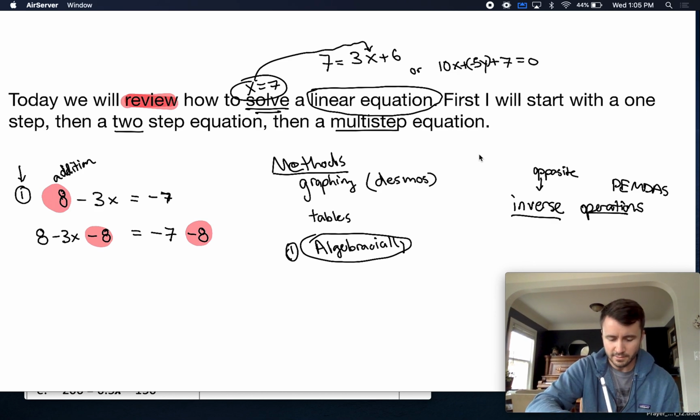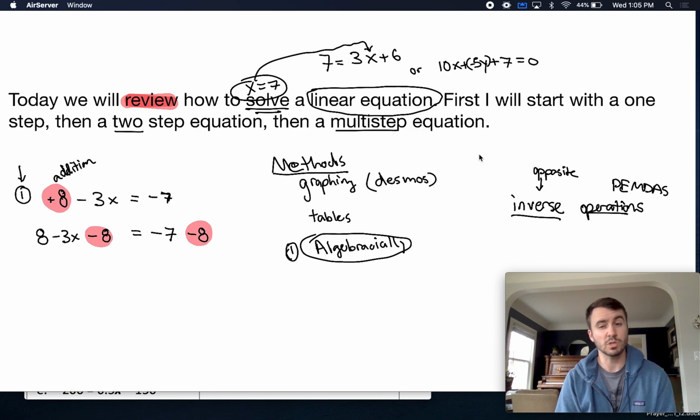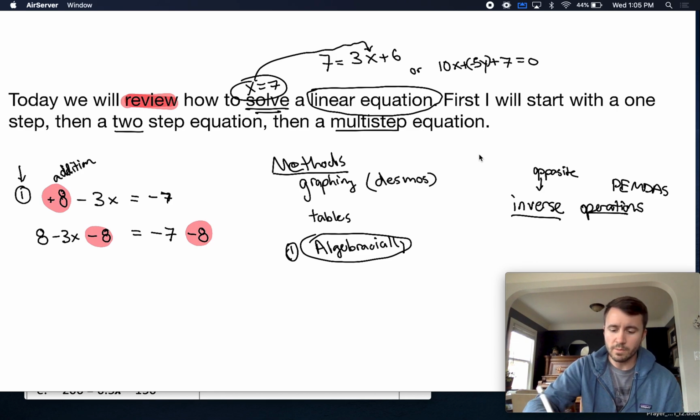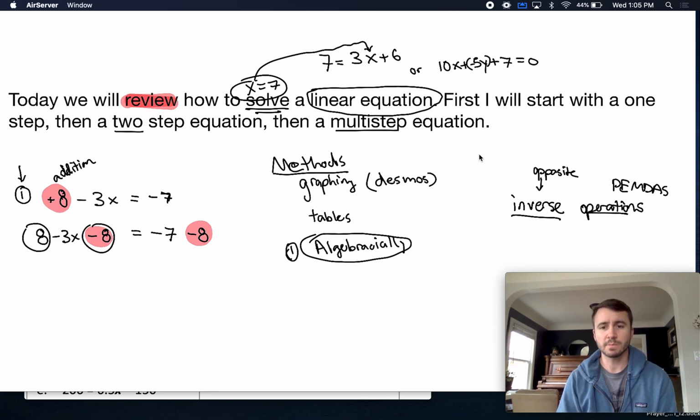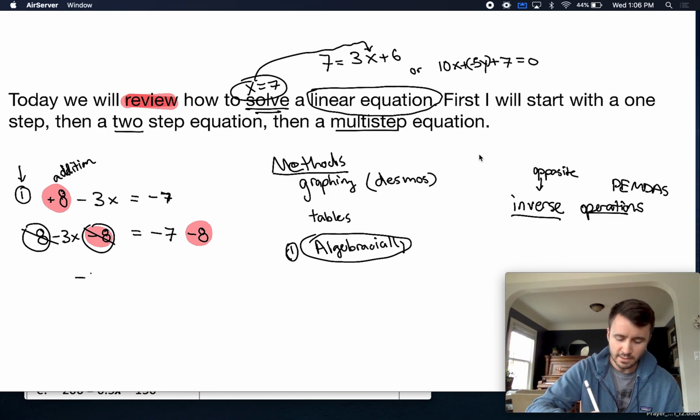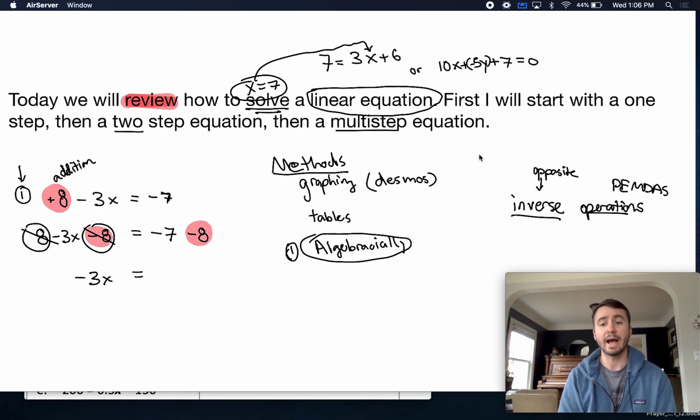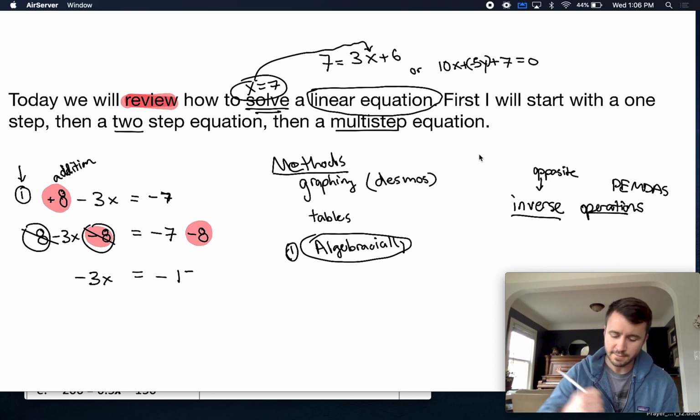We've talked about how there's a little plus sign here, we just don't usually see that. So when we go through and simplify this equation, you'll notice this 8 and this -8 create something called a zero pair, which means they cancel out because they turn into 0. So we're left with -3x equals -7 minus 8. When we combine those together, we end up with -15.